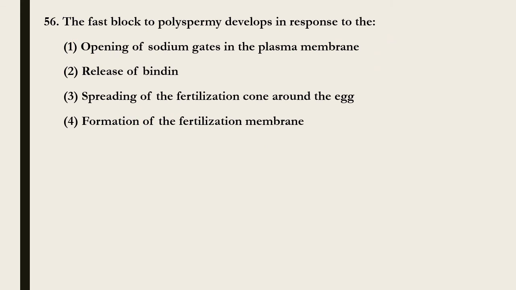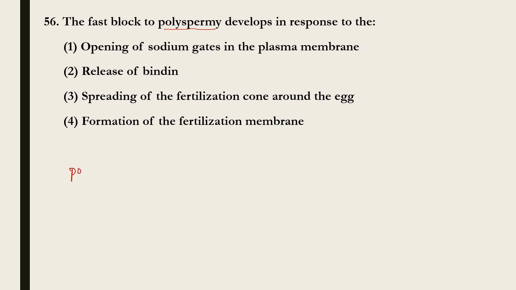Question number 56. The first block to polyspermy develops in response to: 1. Opening of sodium gates in plasma membrane, 2. Release of binding, 3. Spreading of fertilization cone around the egg, 4. Formation of fertilization membrane. First of all, know about polyspermy. Entering more than one sperm into the egg is called polyspermy.